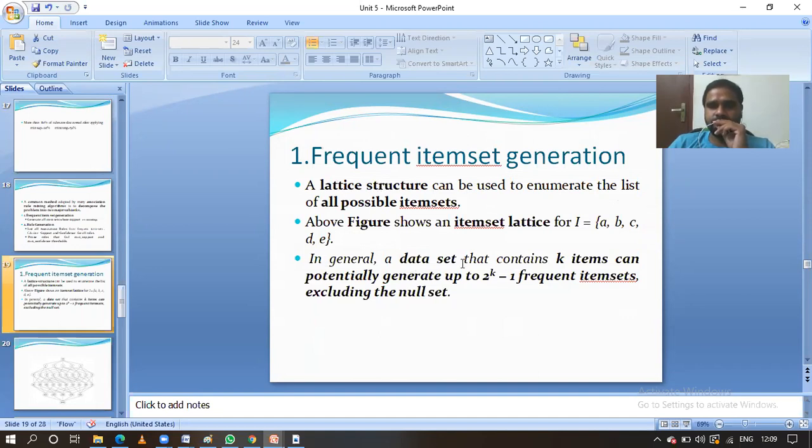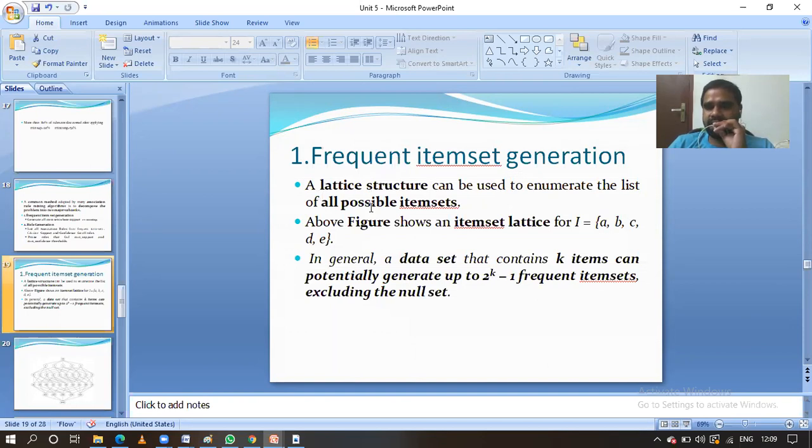Here, suppose k items are there in the overall items. Then how many frequent item sets will be generated? That is 2 power k minus 1. Suppose 3 items, then 2 power 3 minus 1, that is 8 minus 1, 7 item sets will be there. Here how many items are there? 1, 2, 3, 4 and 5. 5 items. 2 power 5 is 2, 4, 8, 16, 32. Overall 32 minus 1 means 31 item sets will be there in my lattice structure.